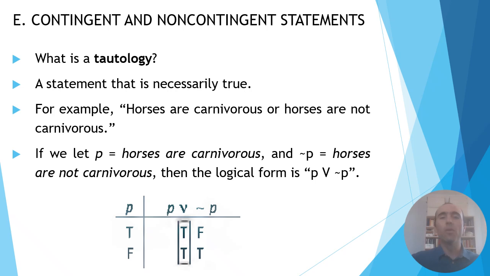This is the truth table for that statement. The first row is true because P is true in the first row. The second row is also true, and that is what makes it a tautology. The statement is always true. The second row is true because the negation of P is true. In the second row, P is false, but its negation is true, so the disjunction is true as well.